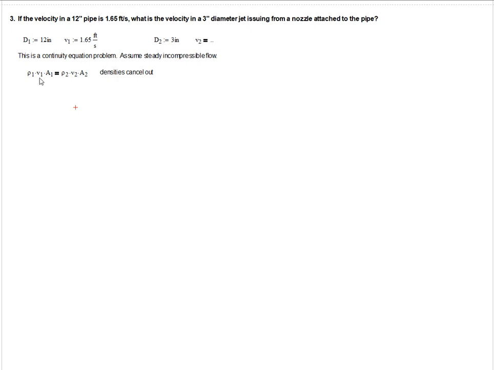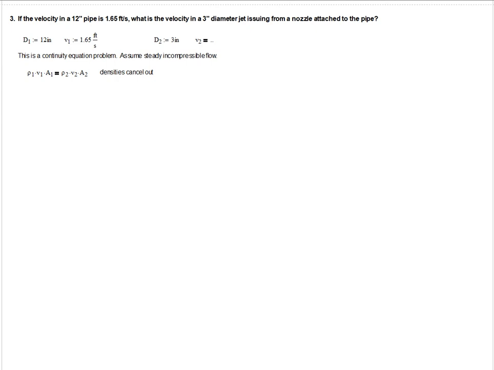But what we're left with is v1 A1 is equal to v2 A2, and if you remember, the volumetric flow rate is also equal to vA. So the volumetric flow rate in this case, because it's steady and incompressible, at position 1 is also equal to the volumetric flow rate at position 2.